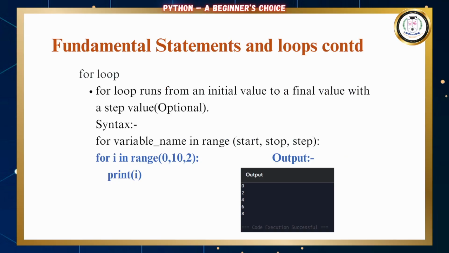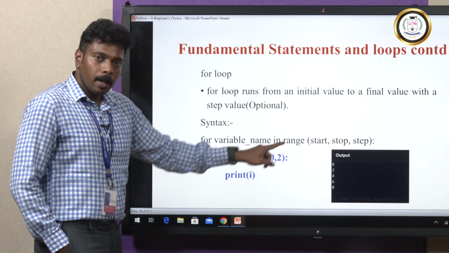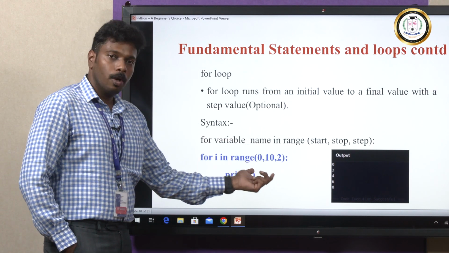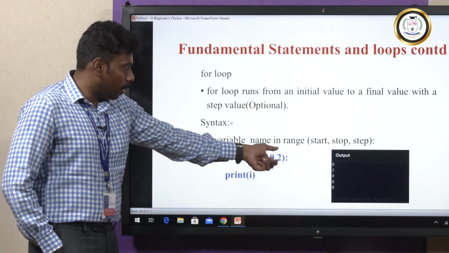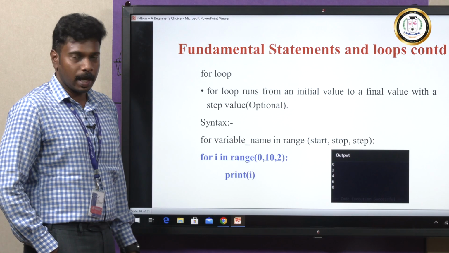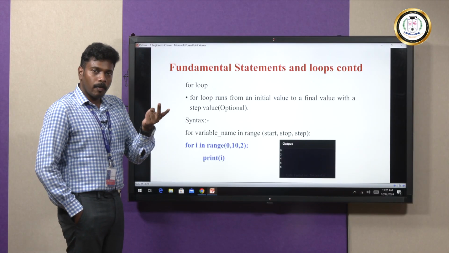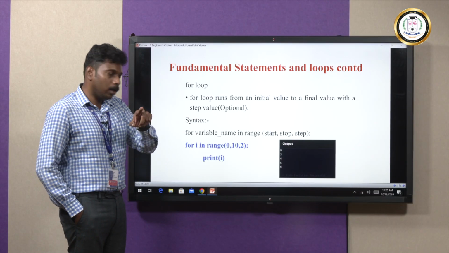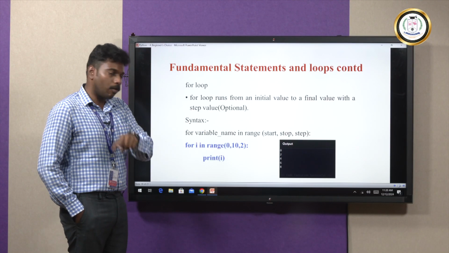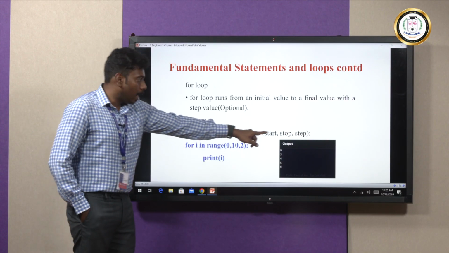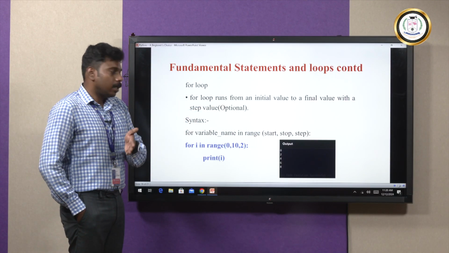So let me take an example. For i, my variable name, in range, my range is going to be from the initial value, that is my starting position 0, my stopping position is 10, and I am going to step by 2 steps, so 2. So 0, 10, 2 and finishing with a colon, I am going to print my variable. So when I run this one, my starting value is 0. Now I need to go for 2 steps, so 0, 1 and then 2 gets displayed, then 2 and 3, then 4 gets displayed, then 4 and 5, 6 gets displayed, 6 and 7, 8 gets displayed. I should stop till 10, so 10 is not included.